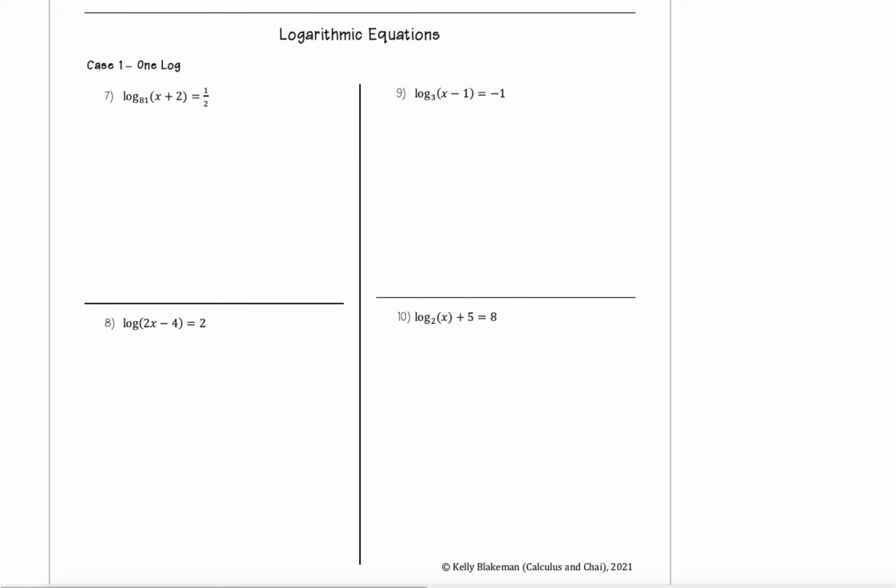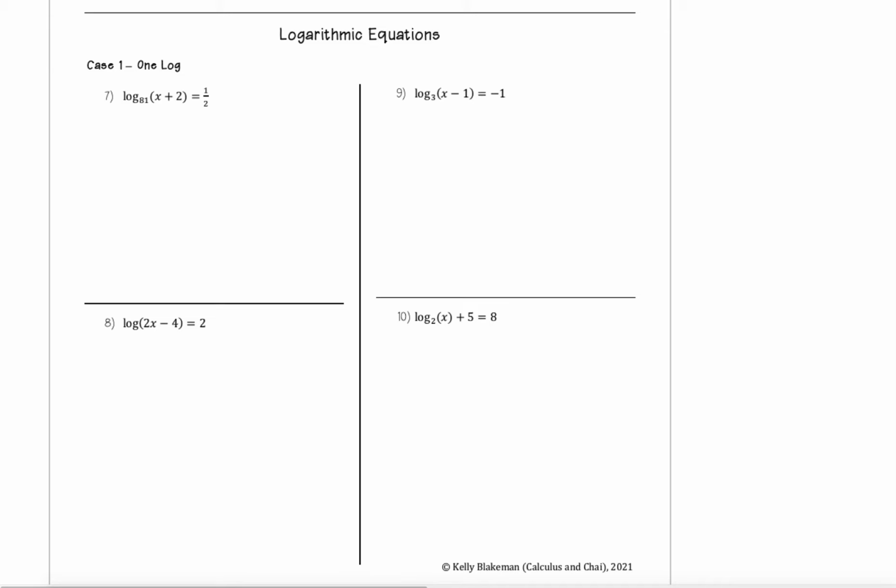Let's look at our log equations. So the first couple examples we're going to see just have one log. So for each one of these 4 examples, we just have a single log, and we're going to solve for that variable. So looking at example 7, we have log base 81 of x plus 2 equals 1/2.